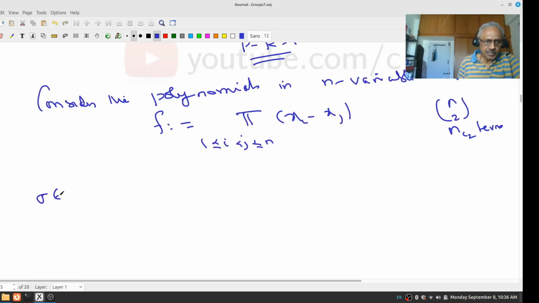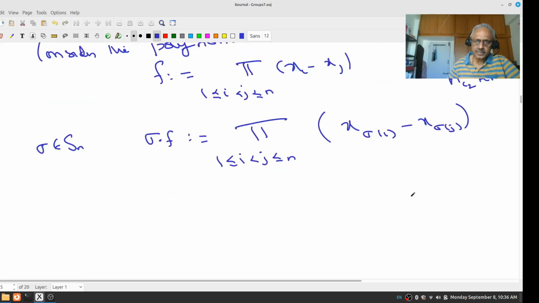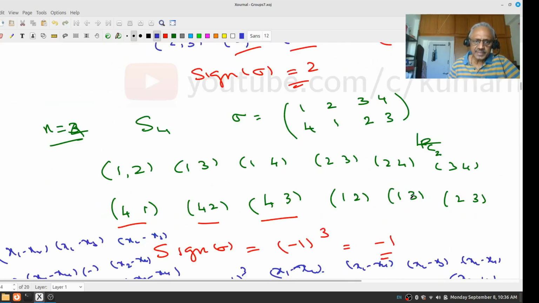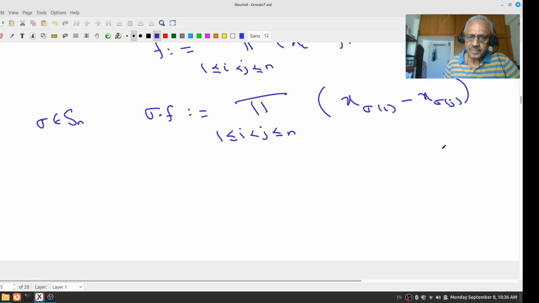Now if you give me a sigma in Sn, I define a new polynomial sigma f. This by definition is the product, again 1 less than or equal to i, less than j, less than or equal to n, of x sigma i minus x sigma j. Is this clear? Notice that that's what we did here. This polynomial is this, but it appeared as x4 minus x1, x4 minus x2, x4 minus x3, x1 minus x2, x1 minus x3, and x2 minus x3. Is that clear? So that is this.